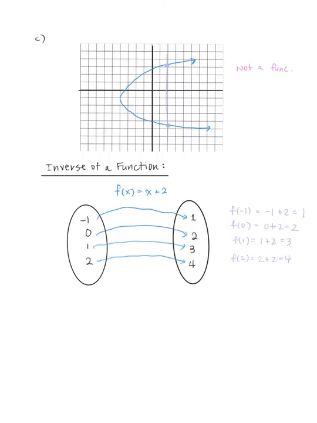Now let's talk about the inverse of a function. Notice that our function f of x goes from the domain to the range. Now for the inverse of a function, we're going to go the other way, meaning from the range to the domain. So basically, when y equals 1, it's going to go to negative 1. When y equals 2, our x value is going to be 0. When y equals 3, x is 1. When y is 4, x is going to be 2. So this is the function f inverse of x.